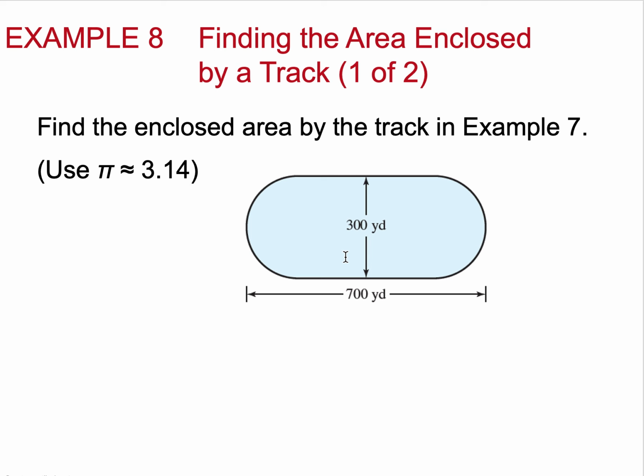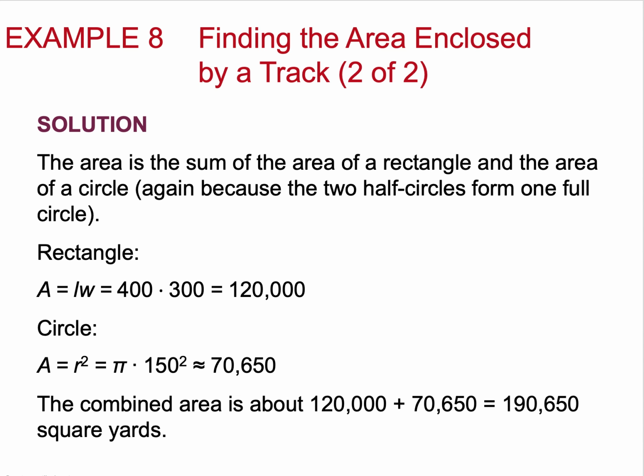In this example, we want to find the area enclosed by the track in example 7. So now it's not the length of it, it's the actual area that is enclosed. So in order to do that, I'm going to need to do a few things first. The area would be the sum of the area of the rectangle matched up with the area of the circle on the bookends. Because 2 half circles form one full circle, I'm going to use that same fact again to be able to get to my answer.